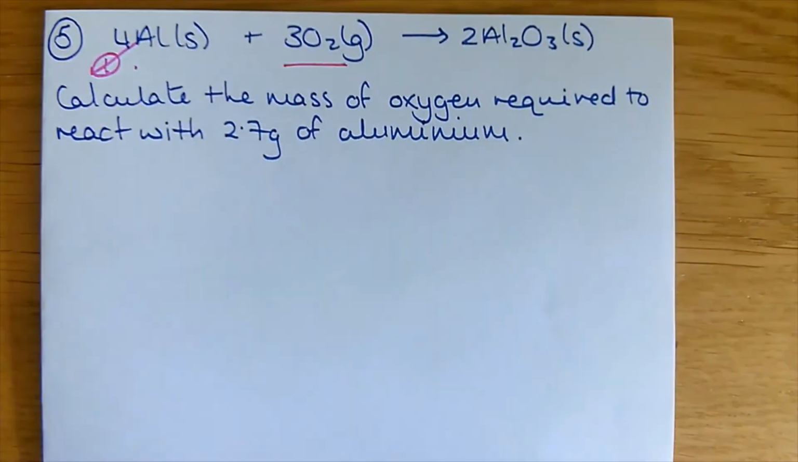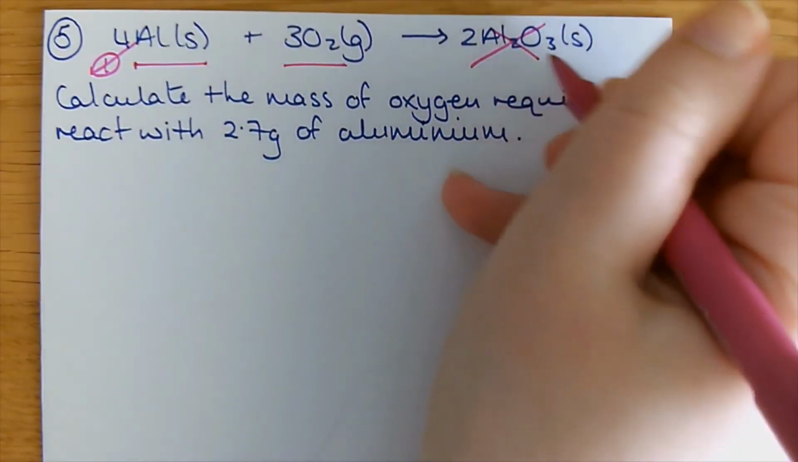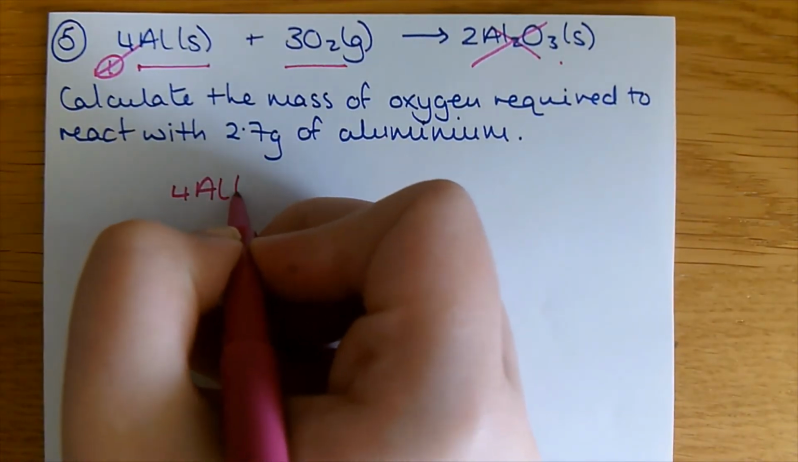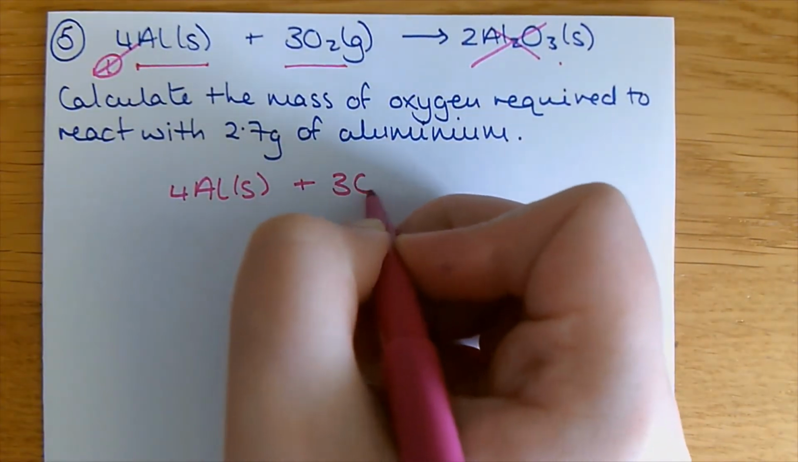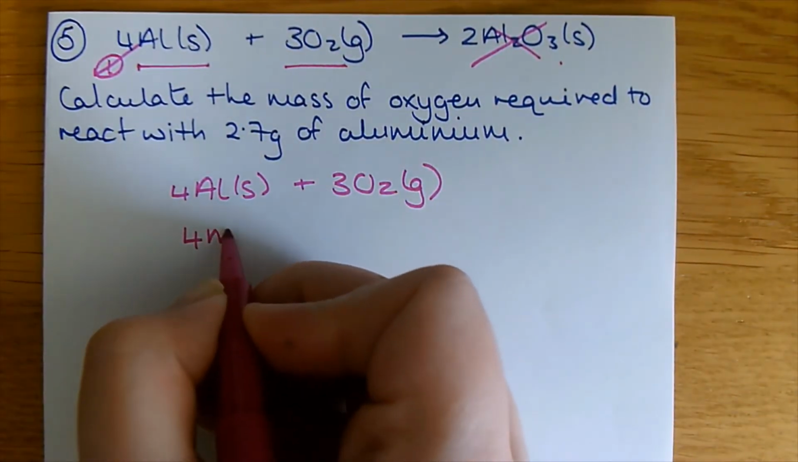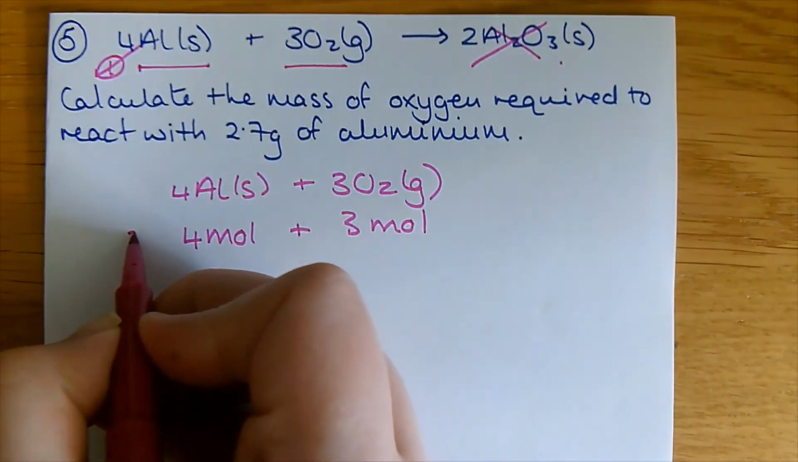Calculate the mass of oxygen required to react with 2.7 grams of aluminium. So again, we are ignoring our products. We have 4 moles here of aluminium reacting with 3 moles of oxygen.